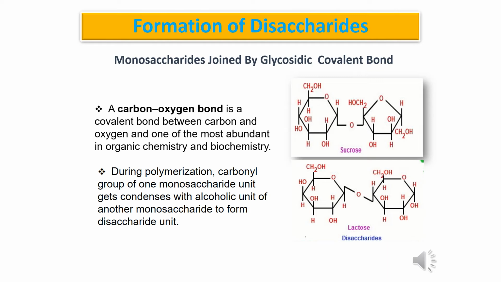During polymerization, the carbonyl group of one monosaccharide gets condensed with the alcoholic group of another monosaccharide. So that is how this bond formation takes place. The carbonyl group of one monosaccharide unit condenses with the alcoholic unit of another monosaccharide to form a disaccharide or glycosidic bond, to form a disaccharide unit.